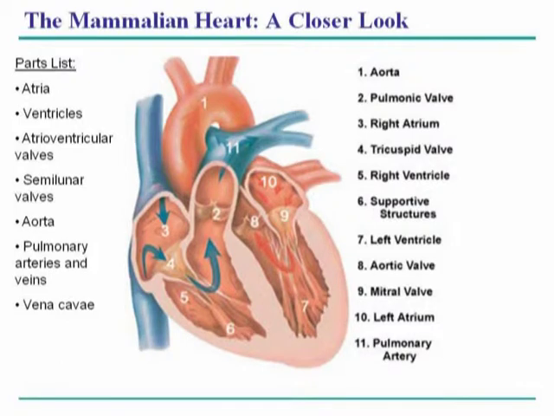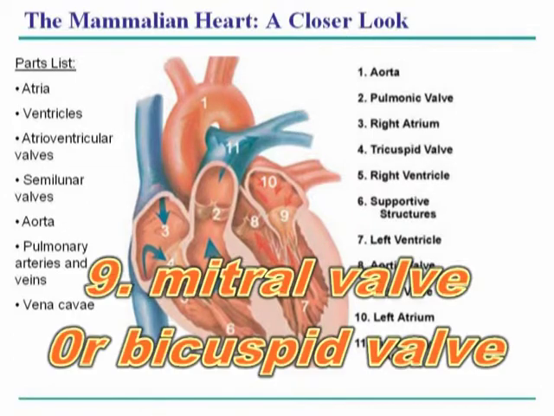Did you know from the last movie clip that I made, and I will tell you before this? Oxygen-rich blood comes from number 10, the left atrium. Number 10 is the left atrium. When number 10, the left atrium, contracts, the blood passes through number 9. Number 9 is the mitral valve or bicuspid valve.